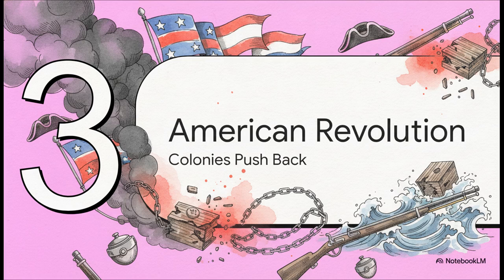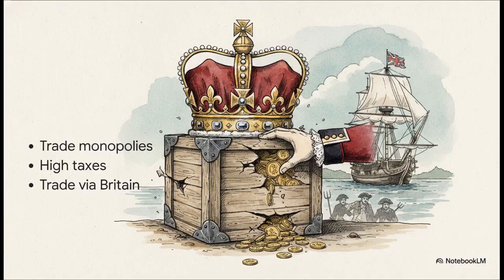All right, on to Section 3, American Revolution and Independence. This is where the colonies finally push back, because eventually the people living under British rule hit a massive boiling point. See, Britain was slapping incredibly strict, oppressive laws onto its American colonies. They enforced these harsh trade monopolies, literally dictating that all colonial trade had to pass exclusively through Britain, no exceptions.